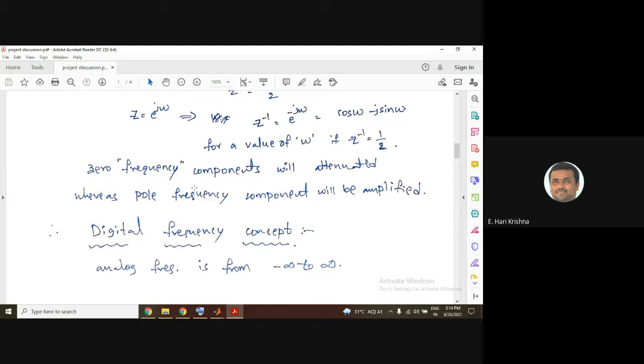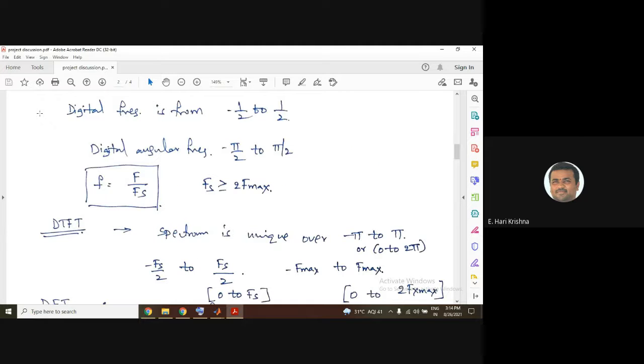Now we'll see what a digital frequency is. By using the sampling theorem, we are converting an analog signal into a discrete time signal. Digital frequency is equal to analog frequency divided by sampling frequency. The formula here is small f equals capital F divided by sampling frequency.